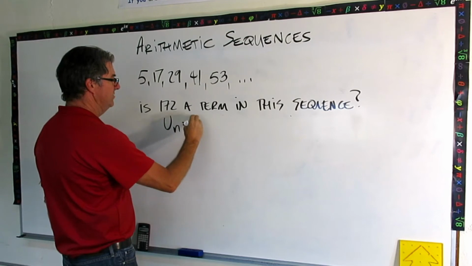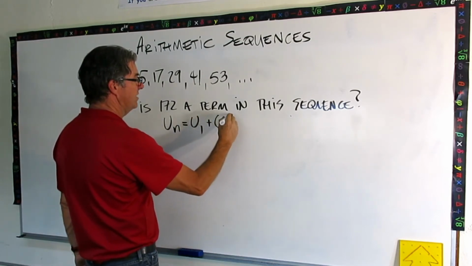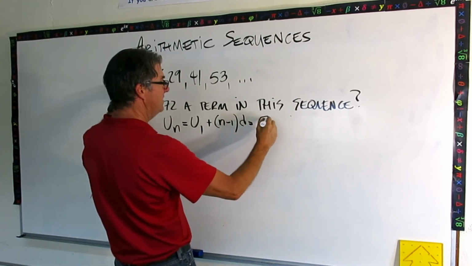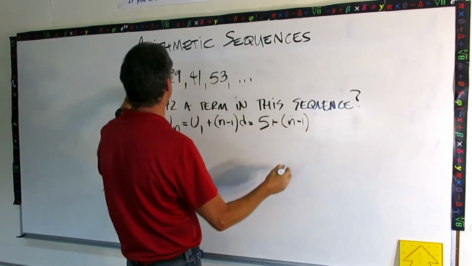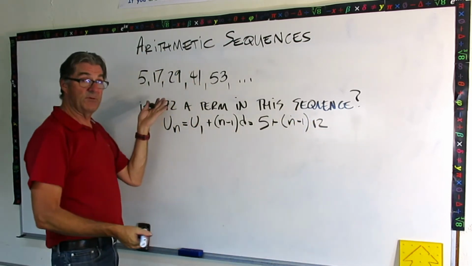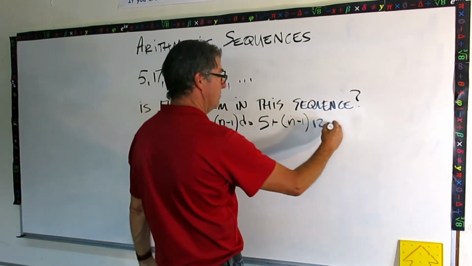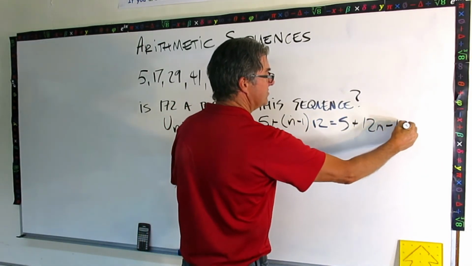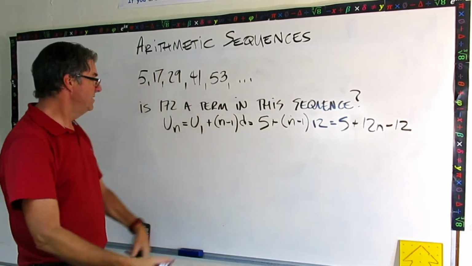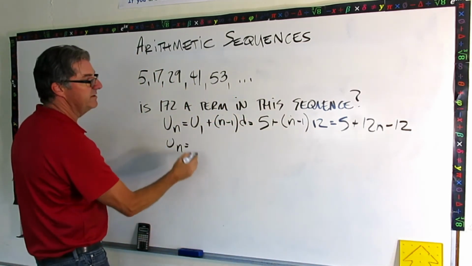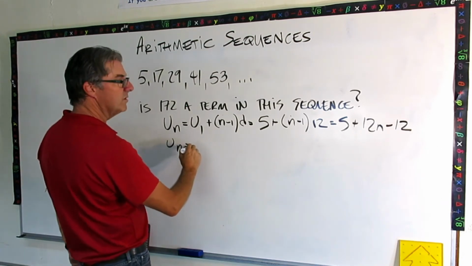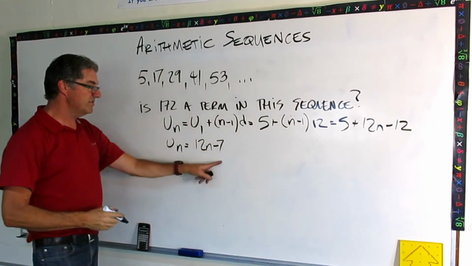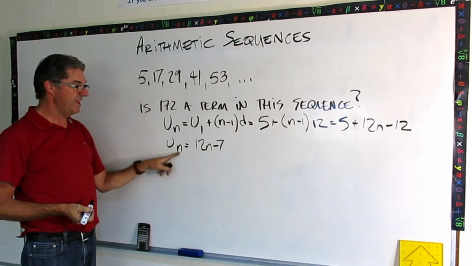Un equals u1 plus n minus 1 times the difference, which is going to give us u1 is 5 plus n minus 1 times d, which is 12. These terms are all separated by 12. Work this out. We're going to get 5 plus 12n minus 12. That's doing the distributive property there. So finally, un equals 12n minus 7. So there's our formula for the nth term.